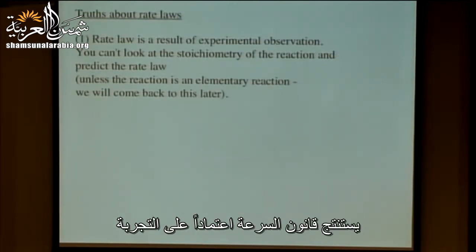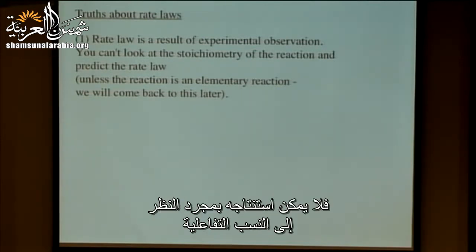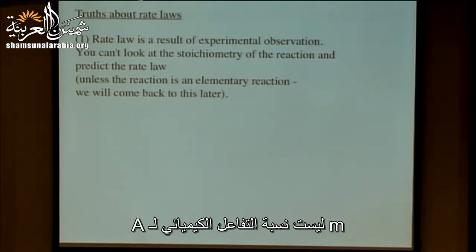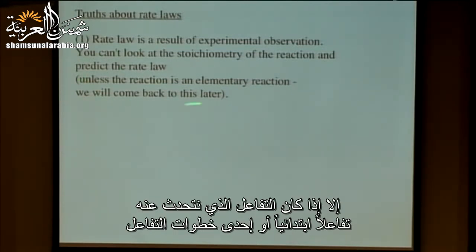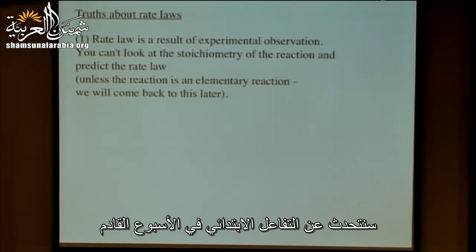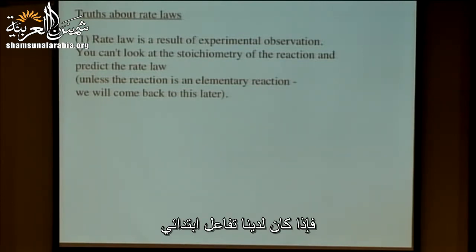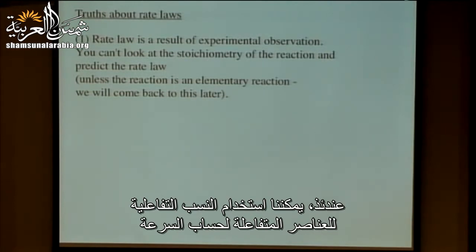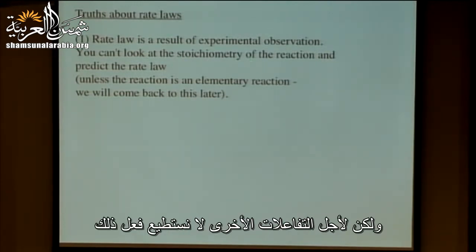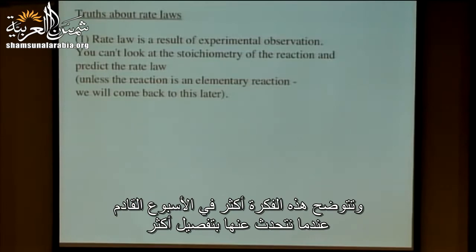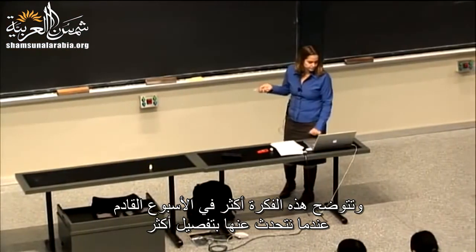A rate law, again, comes from experiment. So you can't just look at the stoichiometry of the reaction and predict the rate law. So m is not the stoichiometry of the reaction in terms of A. That is, unless the reaction is what we call an elementary reaction, or a step in a reaction, and we're going to talk more about that next week. If it's an elementary reaction, then you can use stoichiometry to predict. But for other reactions, you can't. And that'll become more clear next week when we talk about this in detail.